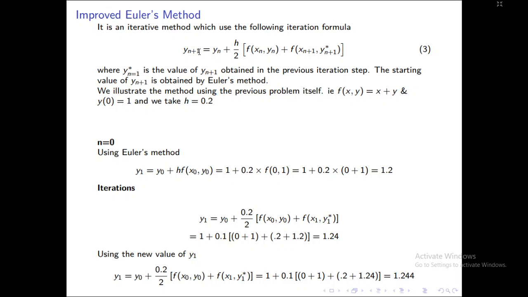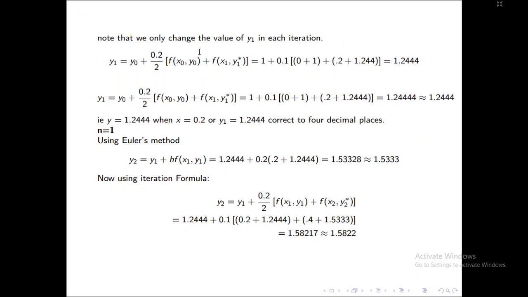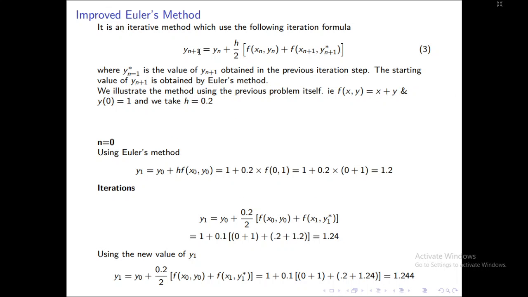So if you consider the previous problem, to calculate y1 we use the formula y1 is equal to y0 plus h into f of x0, y0, which is our Euler's formula. That will give the value of y1 as 1.2. So that's the initial value obtained for y1, and we refine the value of y1 using the formula given in equation number 3.